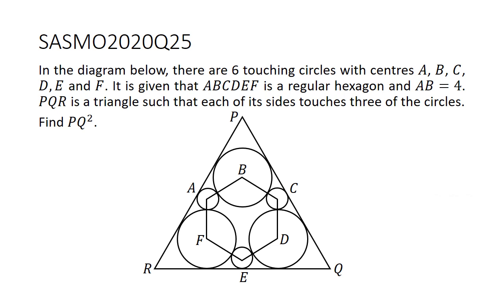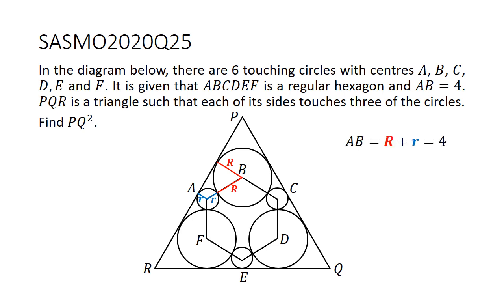Start the problem by labeling the radii of the big circle and the small circle. For the big circle centered at B, I'm going to use a red line labeled capital R to represent the radius. For the small circle centered at A, I'm going to use a blue line labeled with a small blue r to represent the radius. Since AB equals 4, big R plus small r equals 4.